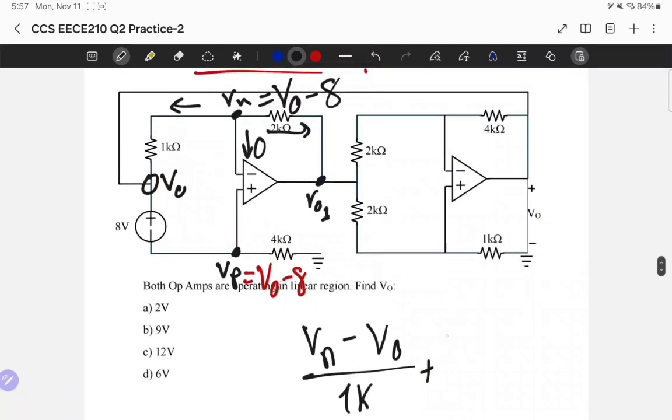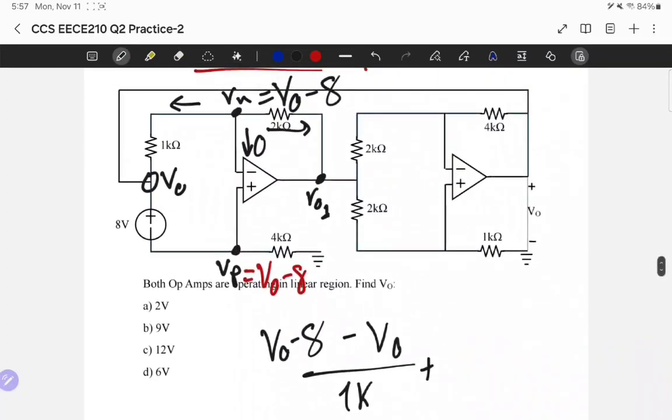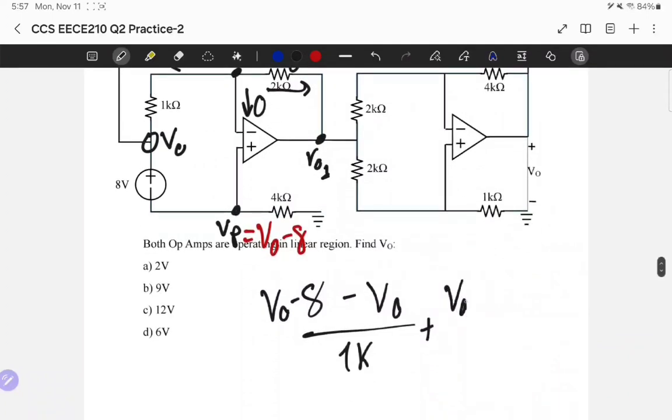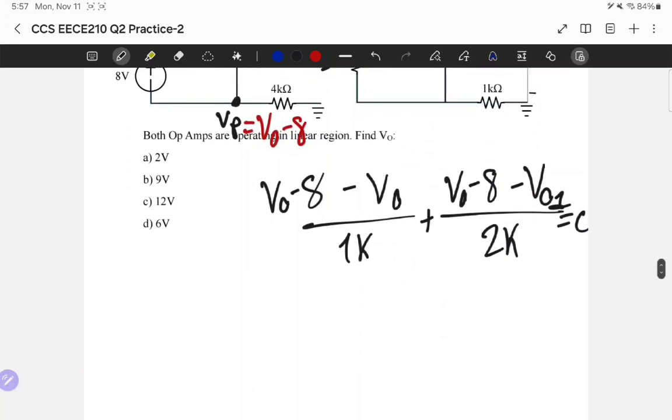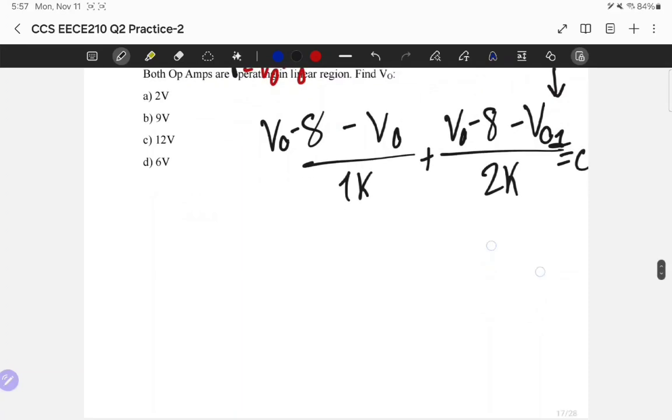So let me replace directly. Instead of VN, I'm gonna replace it directly with VO minus 8, and then VN minus VO1, VN which is VO minus 8, minus VO1 over 2k, all of this equal to 0. So I have two unknowns, one equation, so I can get VO1 in terms of VO.